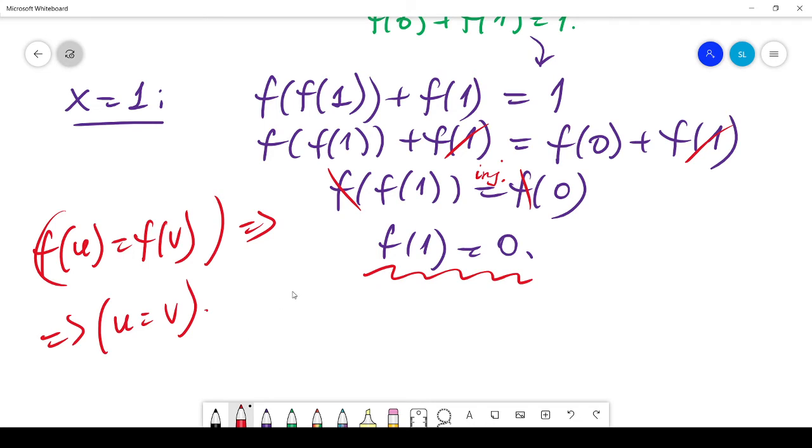But that is totally impossible. That is a contradiction, because we have proved that f cannot have any zeros. So our final answer will be: there are no such functions f.